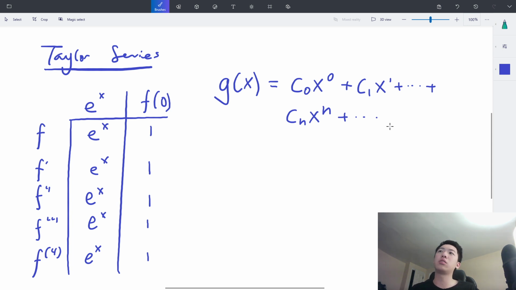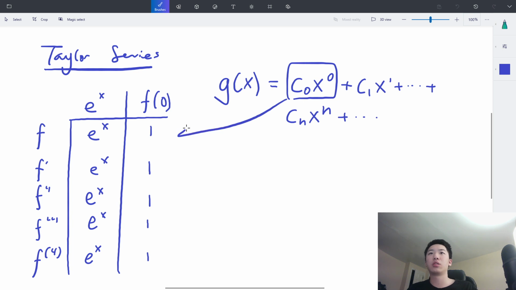So the idea here is the x to the 0 term will match to f of 0. This is f prime of 0, by the way.